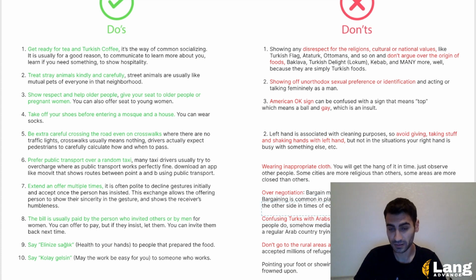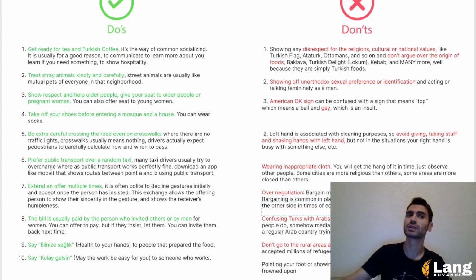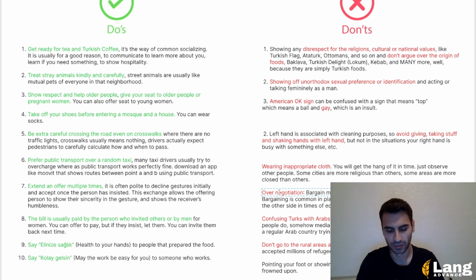But bargaining is a sport, of course. Some people will try to sell you something at double price, triple price, maybe. It's possible. There are people like that also, and you can bargain with them if you know the price and you need the product. Confusing Turks with Arabs is a common Western mistake.